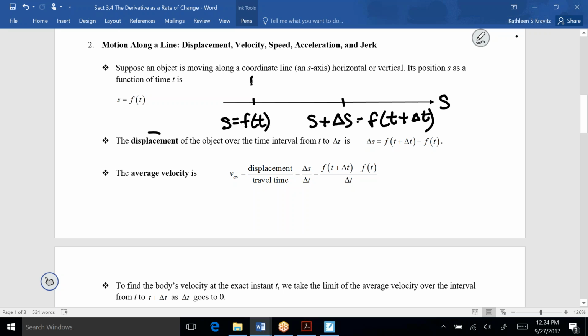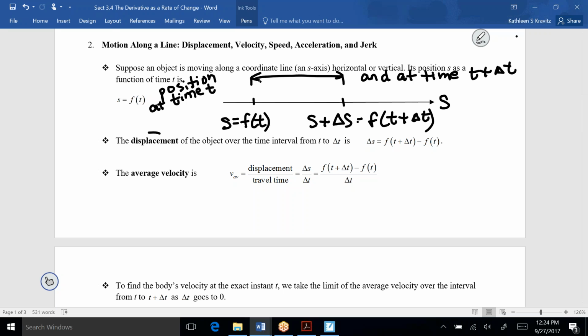All right, so this point is going to represent a position at time t. So right here is going to be our position at time t. And then this is going to be a position at time t plus delta t. And then we can look at what happens when we move from one point to the other point. That's going to be our change in our position.